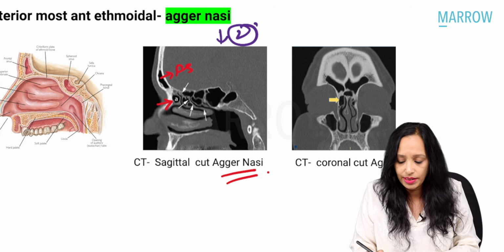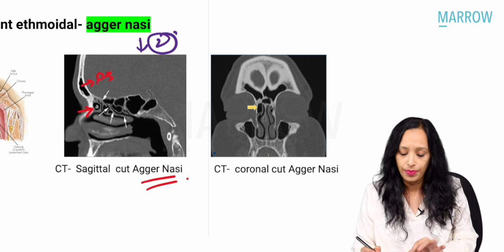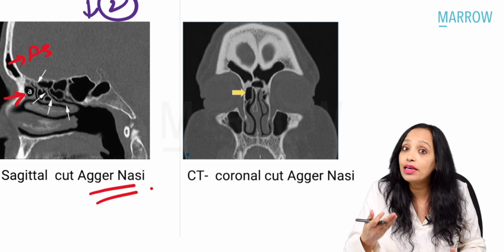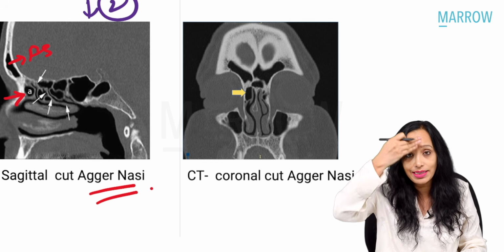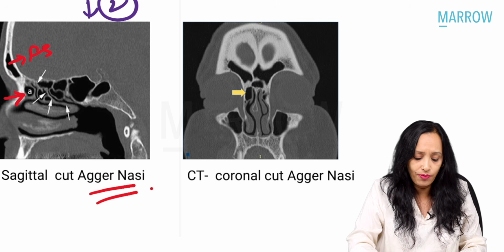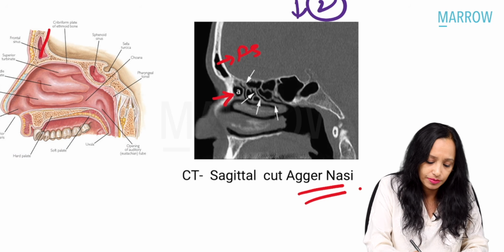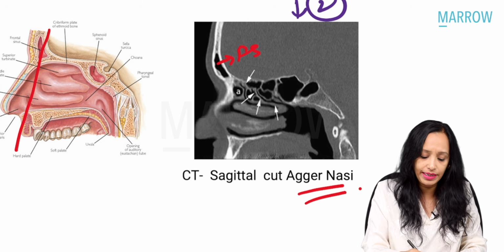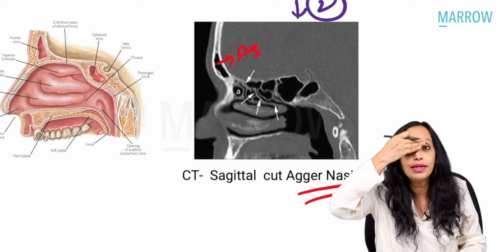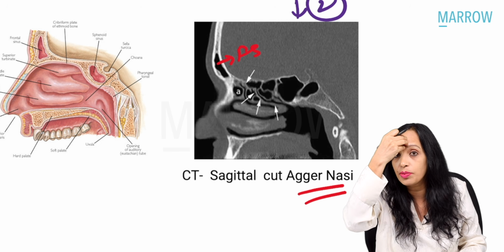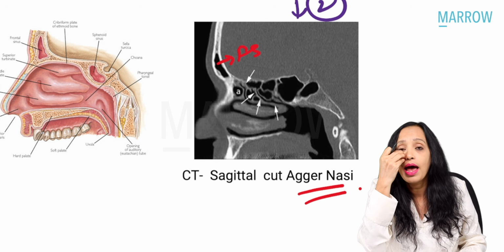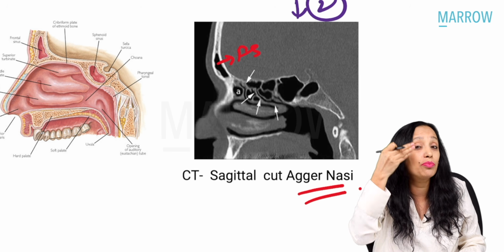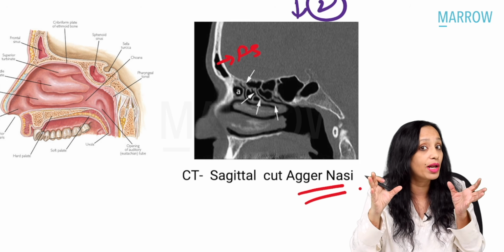How do we identify the agger nasi in the coronal cut? Since the agger nasi is the anterior most, it will be seen in that section which is very anterior. So if we are taking a cut section from here, that will be the very anterior cut section. In that very anterior cut section, the frontal sinuses will be seen. We will see the agger nasi and the maxillary sinuses, they will be just appearing because it is very anterior. In more posterior cuts, the maxillary sinus will appear huge.